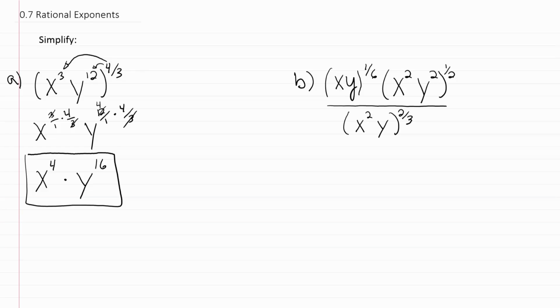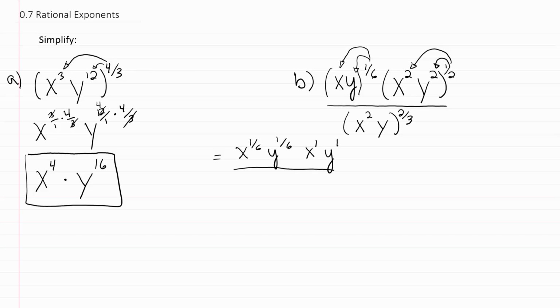Okay, so for example B, we're going to be distributing in the 1/6 power here for this term. So it'll end up becoming x to the 1/6 power, y to the 1/6 power. Then here we're going to distribute in a half. So what is half of 2? Half of 2 is just 1, so it'll be x to the 1 power, and then we'll bring in the half to the y to the second power. It'll become y to the first, right? Because again, half of 2 is 1.